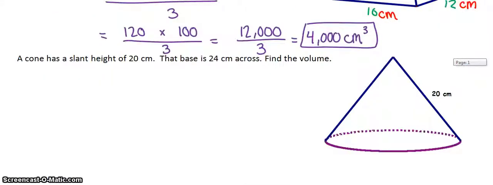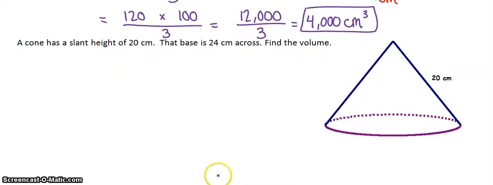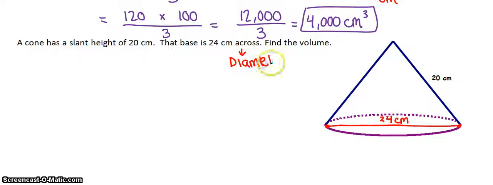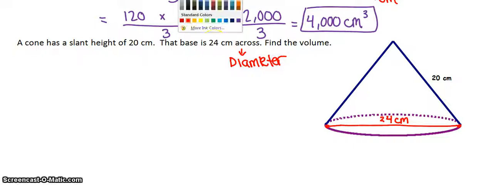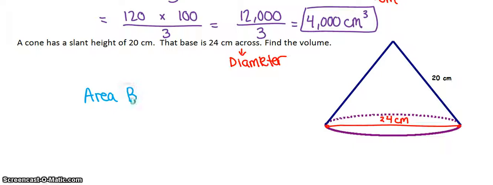Okay, this one, a cone has a slant height of 20 centimeters. The base is 24 centimeters across. When I say across, I mean from one end to the other is 24 centimeters, which you can call the diameter. And it wants you to find the volume. In order to do that, you need to know the area of the base times the height.